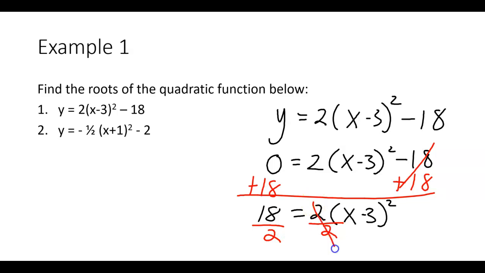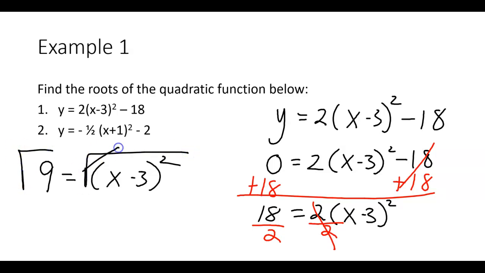So this goes away now. And I have 18 over 2, which is 9. And on the right side, I've just got this now, because the 2 canceled out, thanks to the division. All right, and now what do I do? You take the square root on both sides. Good job.